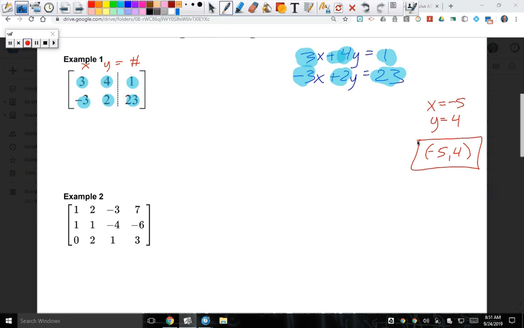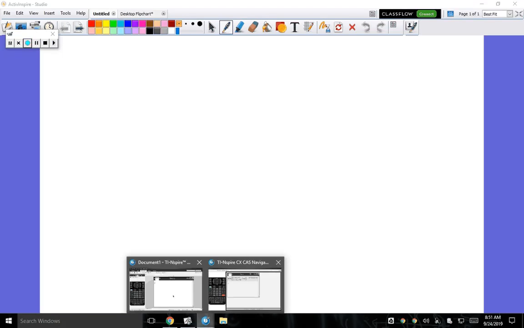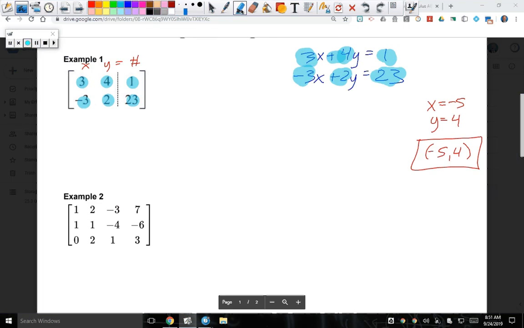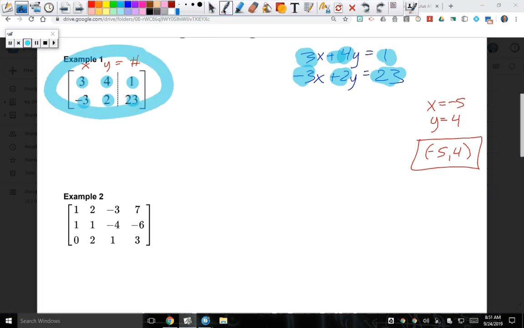Okay? All right. A new way that we're going to see today is this format right here, and it's called an Augmented Matrix.